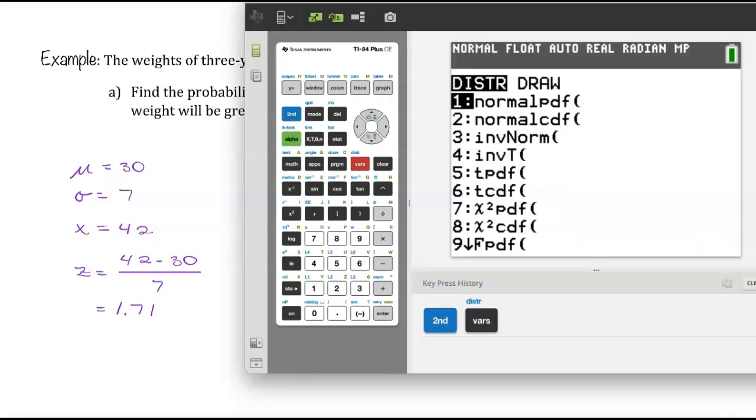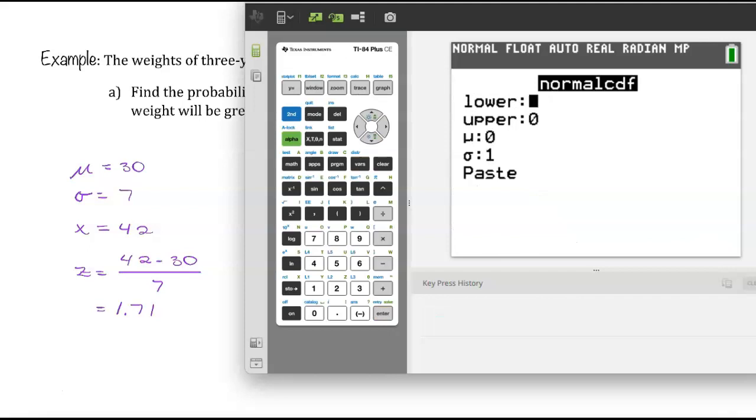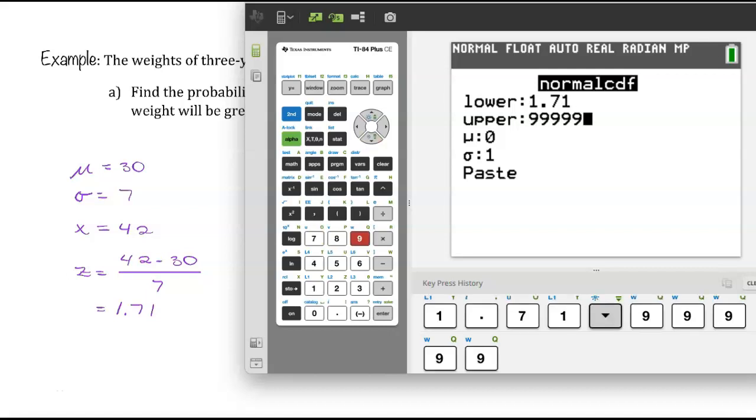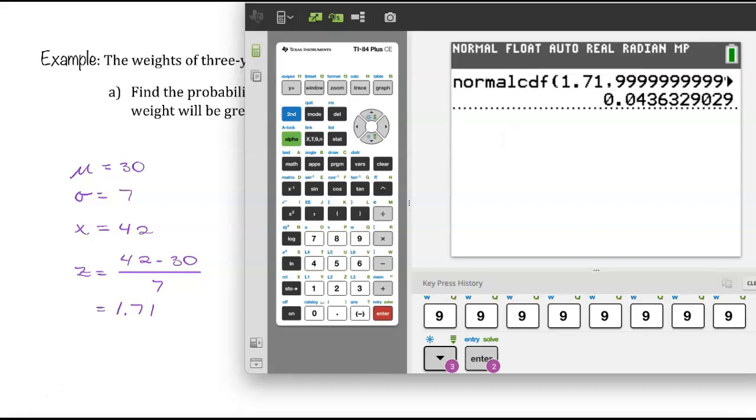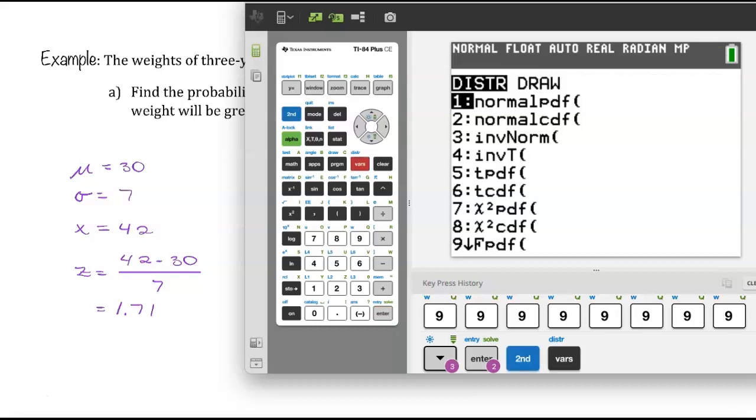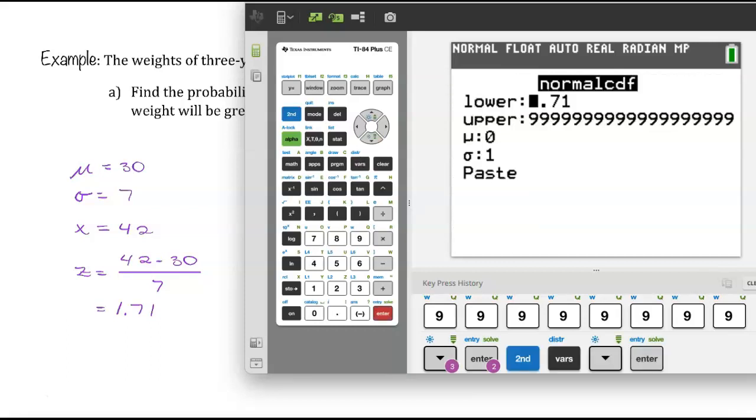Using the normal CDF function, we can enter our lower limit, our z-score, 1.71. Our upper limit is infinity, and we can represent that by a very large number. Our mean is 0, and our standard deviation is 1. Pasting that, we find a right area of 0.0436.